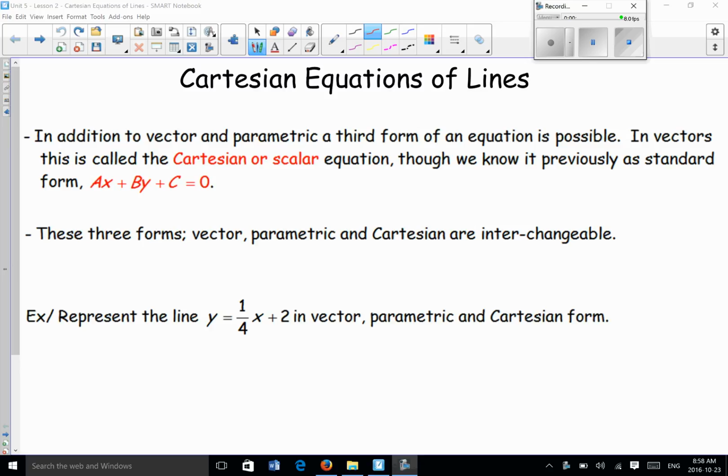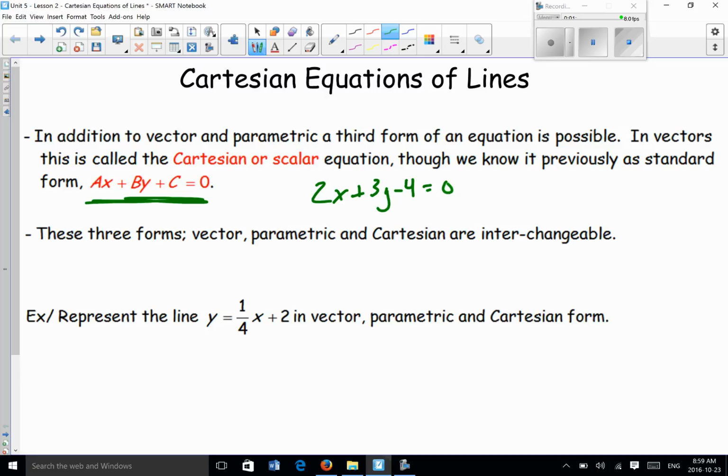So like we had y equals mx plus b, and we turned that into a vector equation. Today we're going to turn vectors or parametrics into Cartesian equations. So the form that we're looking at is this: ax plus by plus c equals 0. So a, b, and c are just coefficients. So for example, you could have 2x plus 3y minus 4 is 0. The three forms we're going to use, vector, parametric, Cartesian, are totally interchangeable. You need to be able to work from one to the other, and back and forth between them.